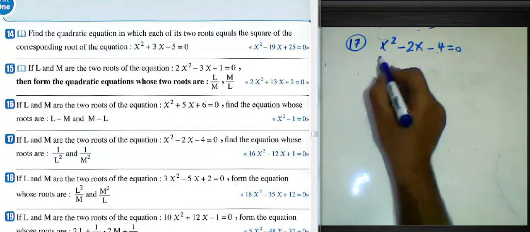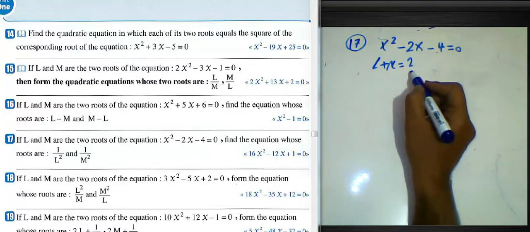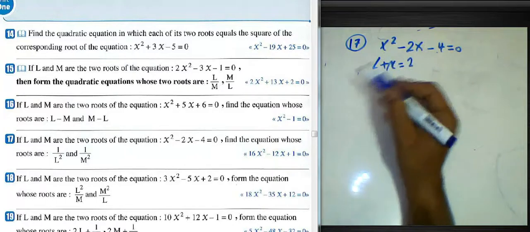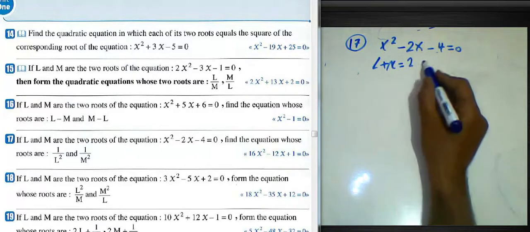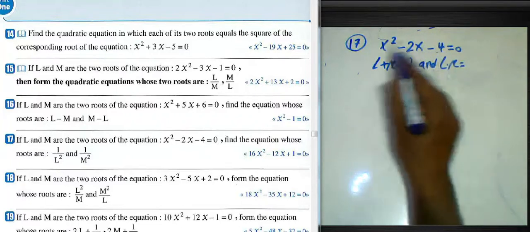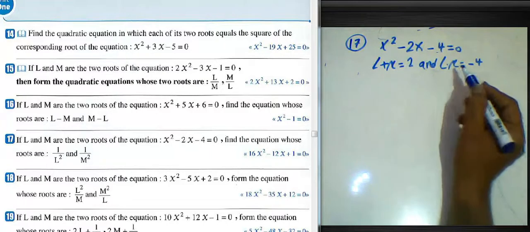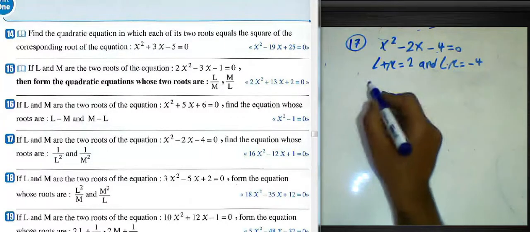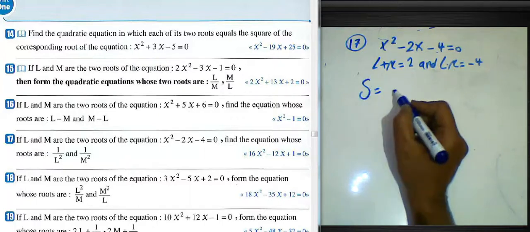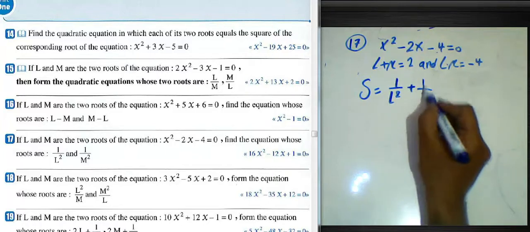We know L plus M equal what? Negative 2 or 2. We will write 2 because we take the negative coefficient of x divided by coefficient of x power 2. And what about L multiply M, or product: negative 4 over 1 equal negative 4. Right, constant over coefficient of x power 2. So we can find the sum of the two roots. The first root will be 1 over L power 2 and the second 1 over M power 2.